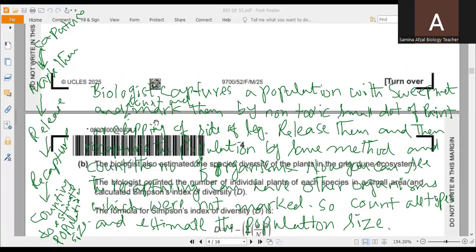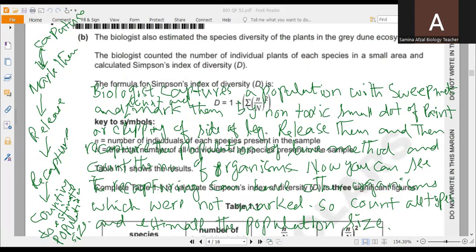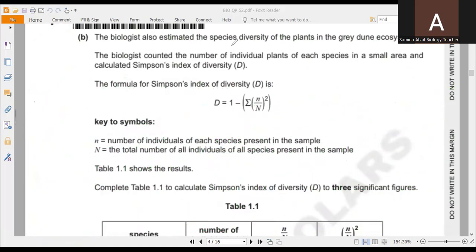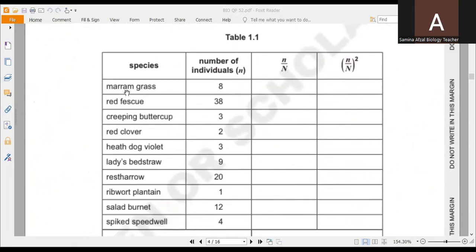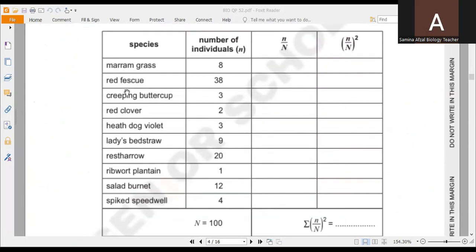So we are moving towards the next question, part B. And in part B, again, I'm not going to read the question. I'm simply going to the formula. This is the formula, Simpson's index of diversity, which is used to estimate diversity. We are going to find the Simpson's index of diversity. For this purpose, they have given us table 1.1, with some species, and the number of those species is given in this table. And the formula is very simple.